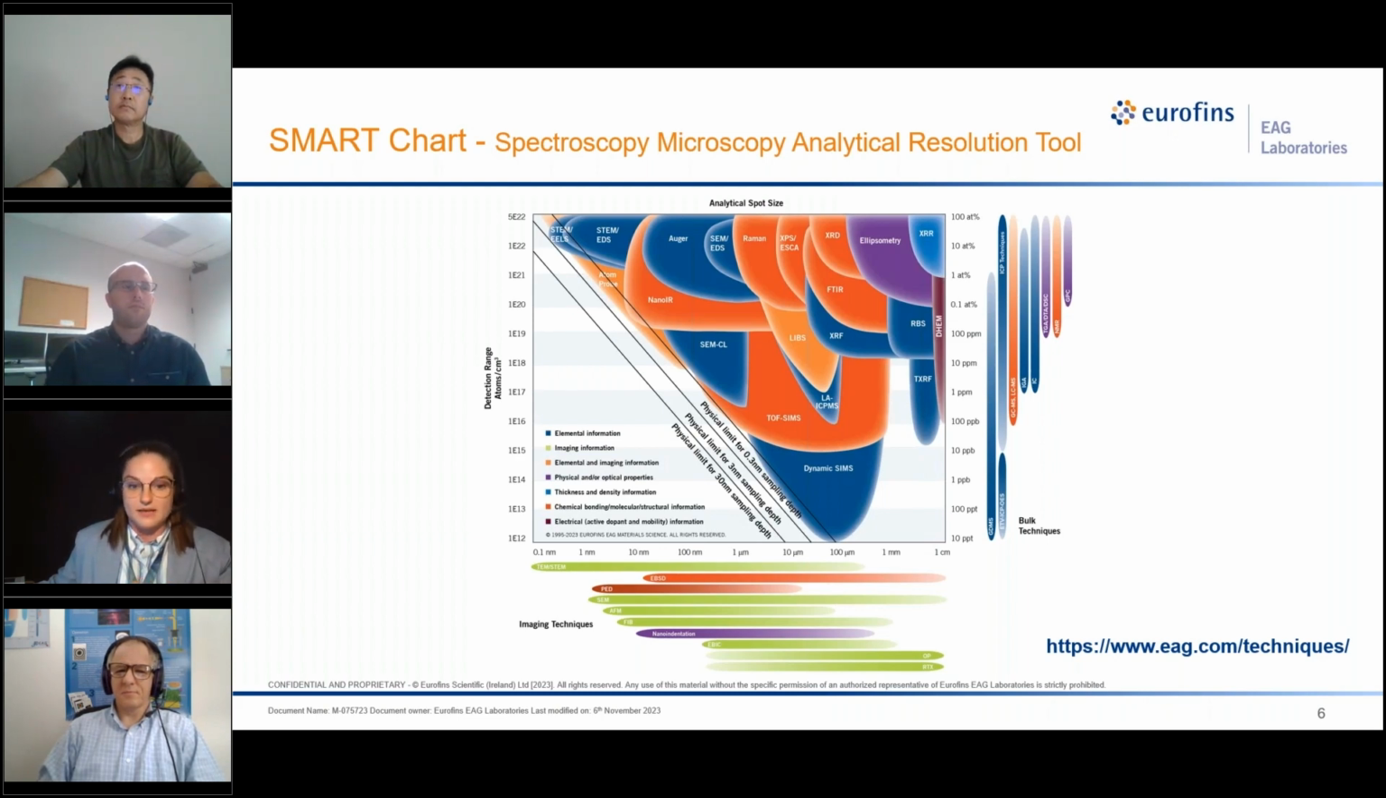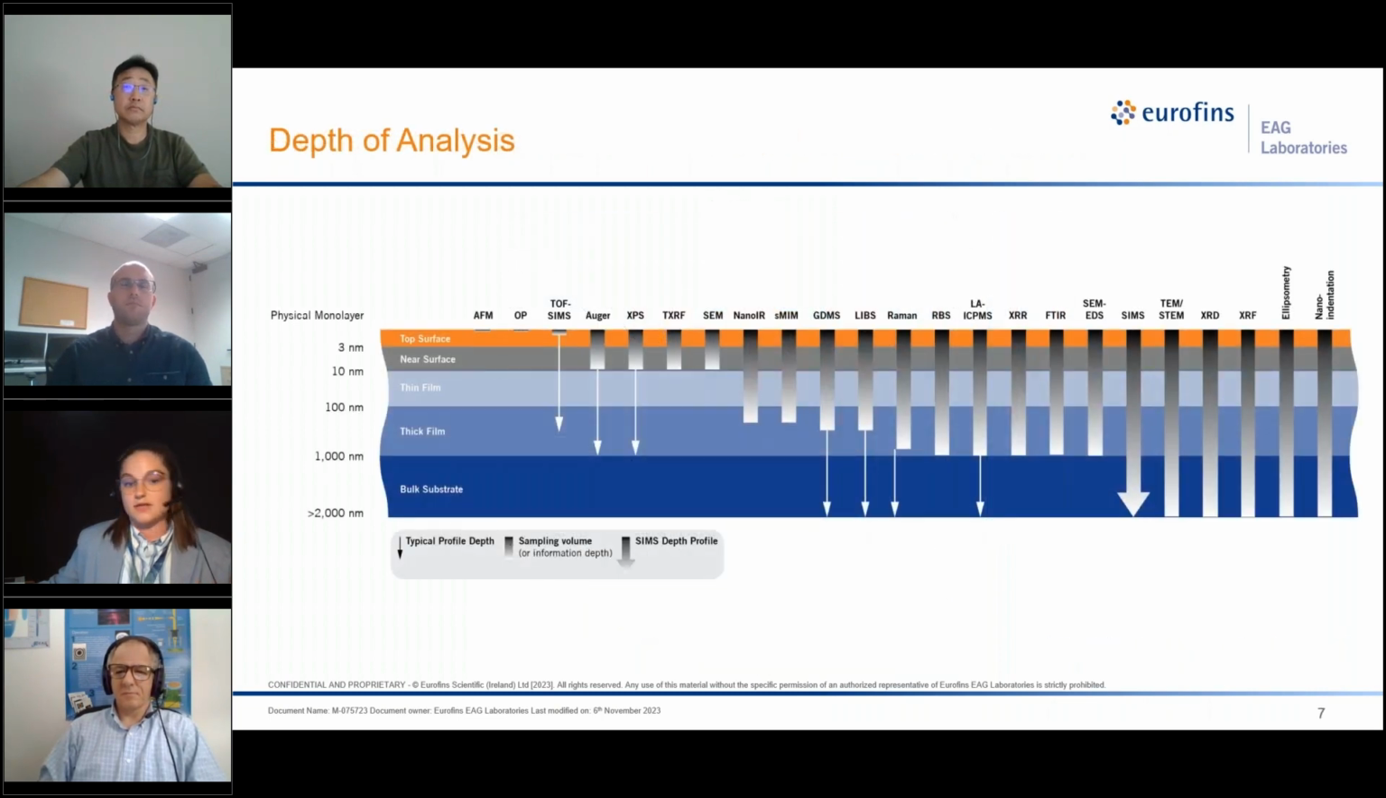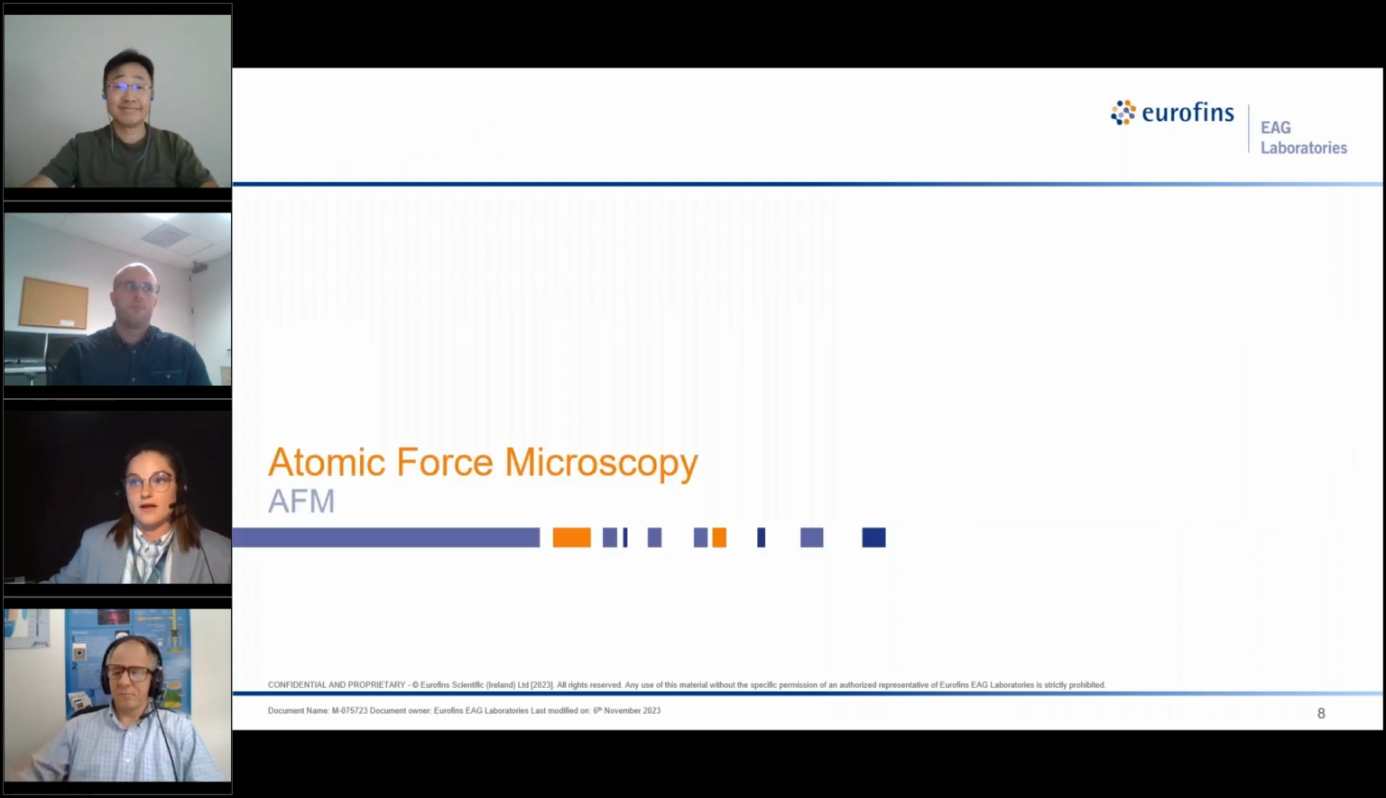So we also have another interesting infographic that's very helpful, that shows the depth of each analysis. And so we can see that AFM and optical profilometry are all the way on the left with a very shallow depth profile. And all the way on the right, we have nanoindentation. And with that, I'm going to hand it off to Byung, our AFM expert.